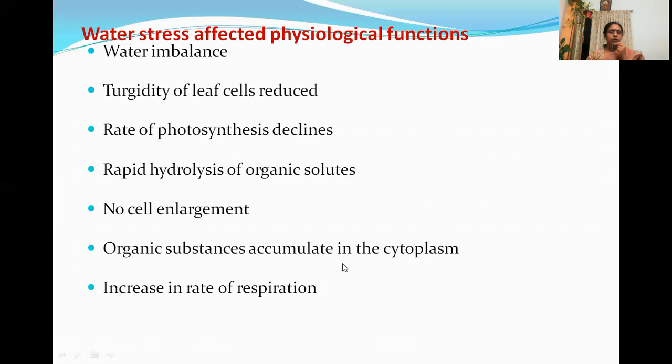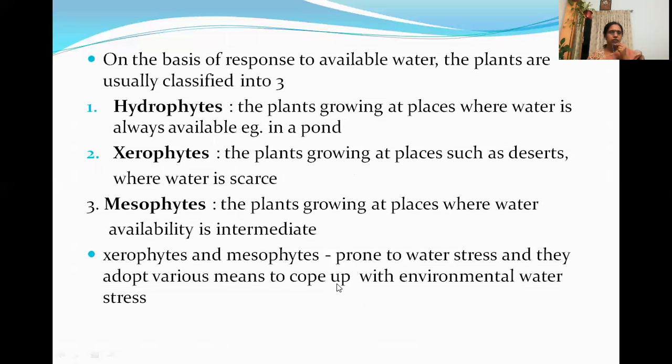Organic substances accumulate in the cytoplasm because there is less water in the cytoplasm. Because of this, the organic substances or solutes will increase in concentration, and then this leads to osmotic imbalance. And this salt stress also increases the rate of respiration. On the basis of response to available water, the plants are usually divided into three: hydrophytes, xerophytes, and mesophytes.